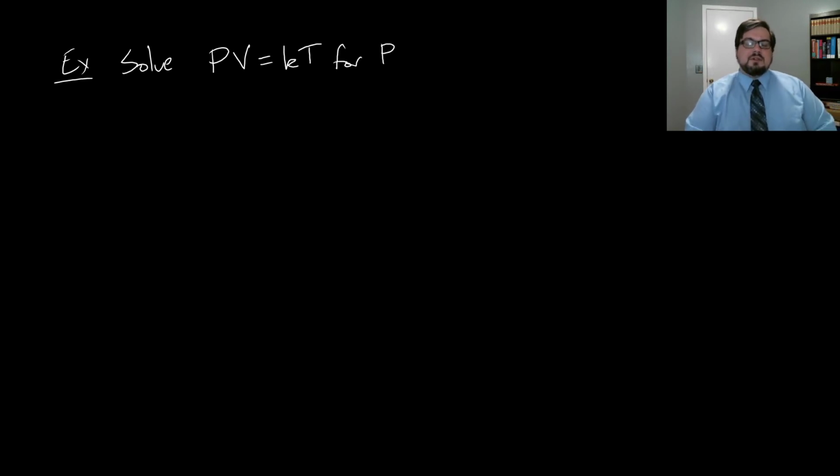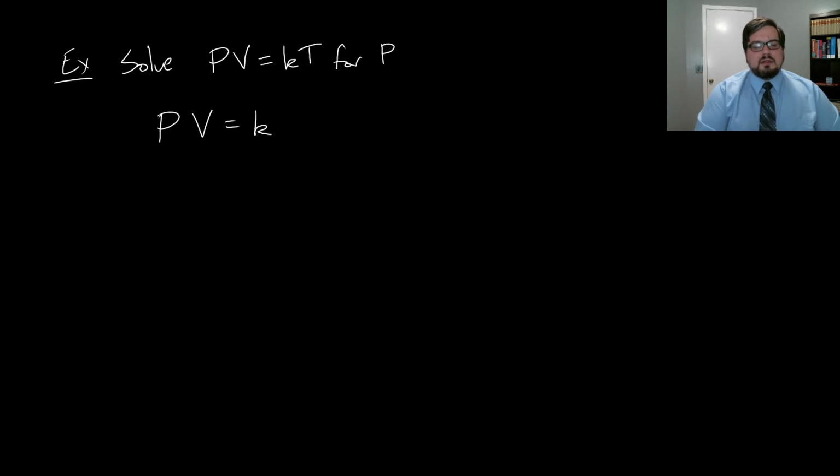So let's try to solve the equation PV equals KT for P. Now this isn't going to be too difficult. This is a fairly simple equation, fairly simple formula, but we'll do some slightly more complex ones in a second. We want to get P by itself. And so once again, we want to think in the following way. What's currently happening to the P on its side of the equation, and how can we undo all those things?